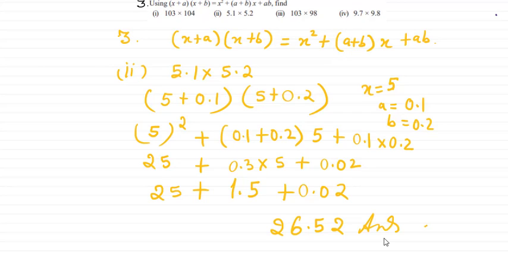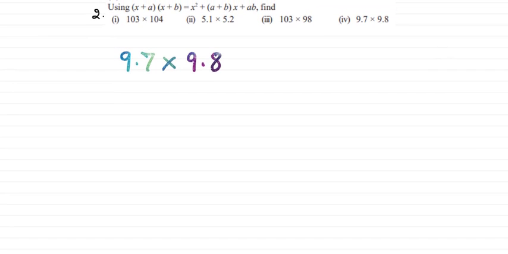So like this you can try to do it. The first one is very easy. You can use 100 plus 3, 100 plus 4 in this, and in the second one you can use this. I've done it already. In the third one you can use 100 plus 3 and 100 minus 3, and minus 2, that you can use here. And in the second one, I'm taking this question also, 9.7 into 9.8.